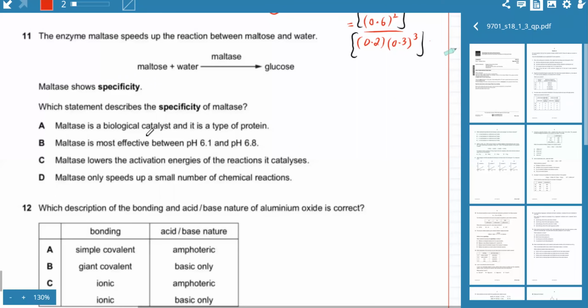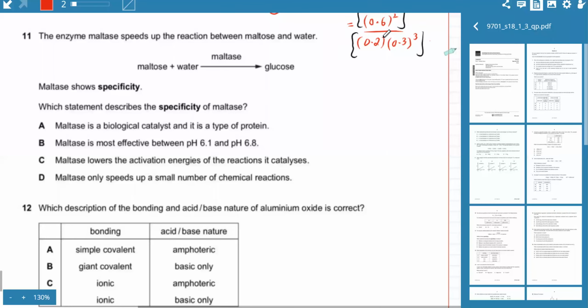So you're asked, which statement describes the specificity of maltase? Maltase is a biological catalyst, and it is a type of protein. So probably A is the correct option. Because it's a biological catalyst, I'm assuming it's going to be A. We can check this one. It's most effective between pH 6.1 and 6.8, lowers the activation energy of the reaction it catalyzes, which is true.